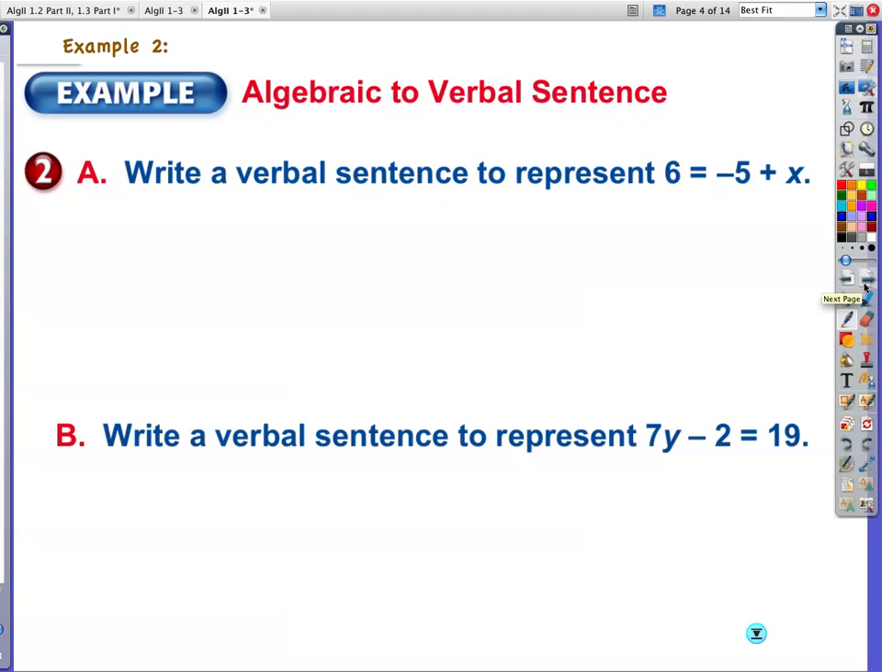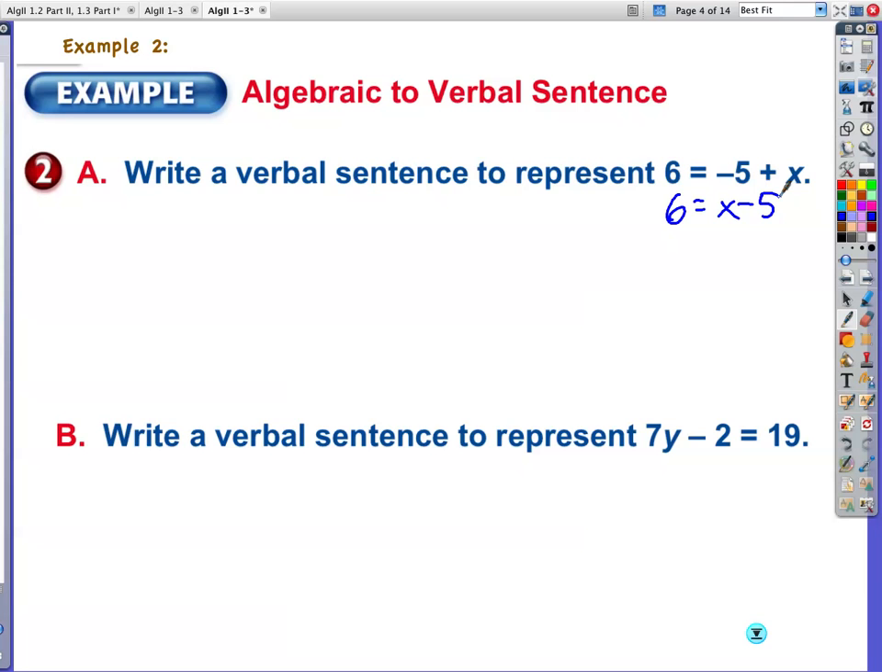All right, actually I'm not going to write this. I'll give you some options, and I hope you're listening closely, okay? Write a verbal sentence to represent 6 equals negative 5 plus x. I would say 6 is equal to the sum of negative 5 and x. Because this could be written like this as well, you could say 6 is equal to 5 less than a number. Okay, a couple options there.